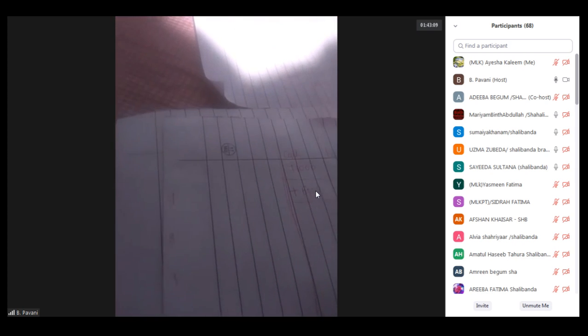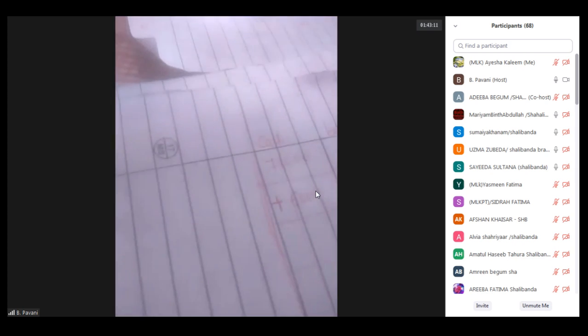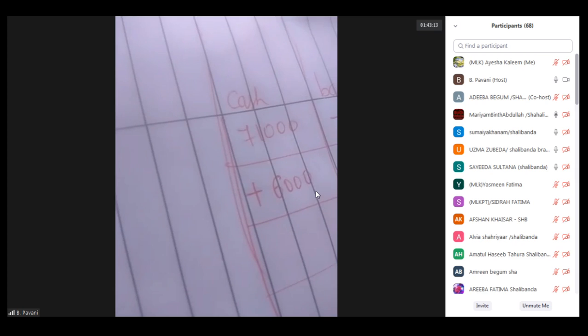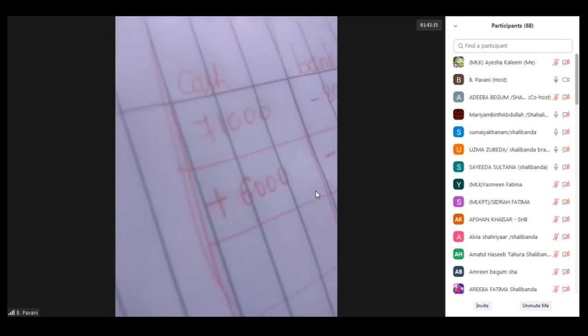Okay, coming to the ninth transaction. Issued check to Verma. Verma account debit to bank account. So what have we written as the entry?